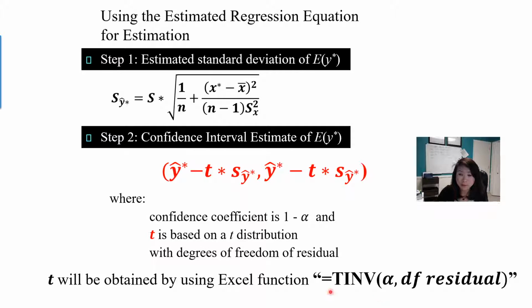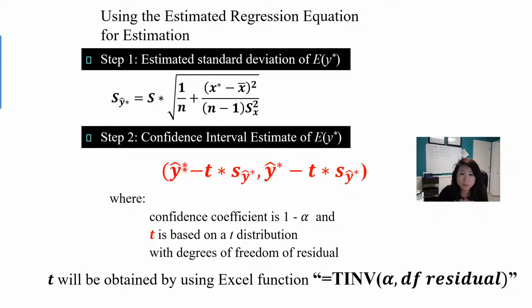The formula we're using is TINV. Alpha is always equal to 0.05, and the degree of freedom of residual you can find from the Excel output. This Excel formula allows you to calculate the t statistic value, and then multiply by sy hat star, which is what you got from step number 1.